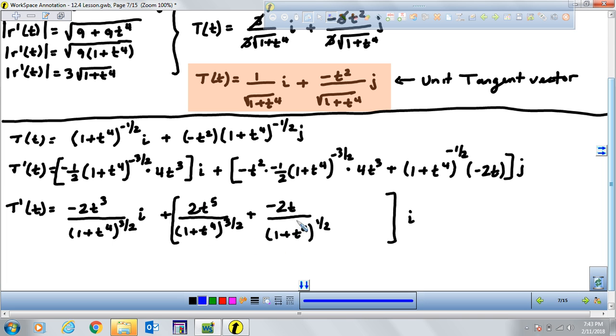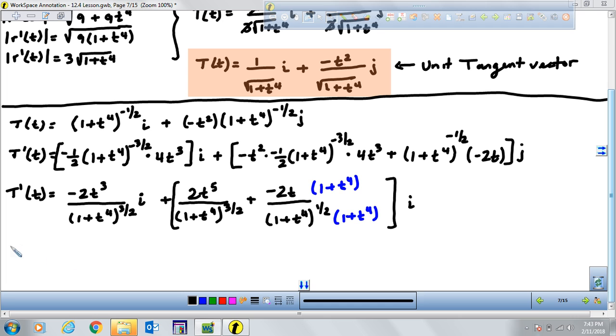So right here, to make them into one single fraction, we need the least common denominator, which would be 1 plus t to the fourth raised to the 3/2. So in order for me to have this as a 3/2 power, I need to multiply it by 1 plus t to the fourth to the 1 power, which is just 1 plus t to the fourth. I don't need to put the 1 power, because 1 plus 1/2 is going to give me that 3/2. So I need to do the same thing here. That's going to help us combine these two fractions.